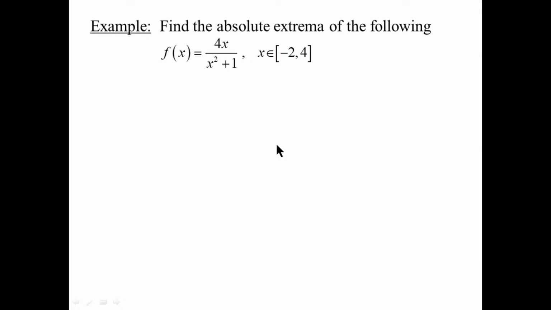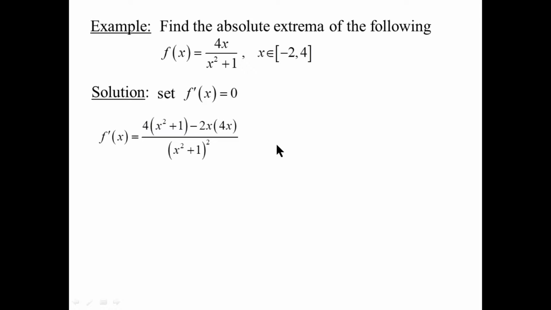Example, find the absolute extrema of the following. And there's a function given and an interval. Solution, set f prime equal to 0. That's easy enough. F prime of x equals top thing prime times the bottom thing minus the bottom thing prime times the top thing over the bottom thing squared. And when a fraction equals 0, all we care about is that the numerator equals 0. So set the numerator equal to 0 and solve. And we get x equals plus or minus 1. That will give us our critical points.